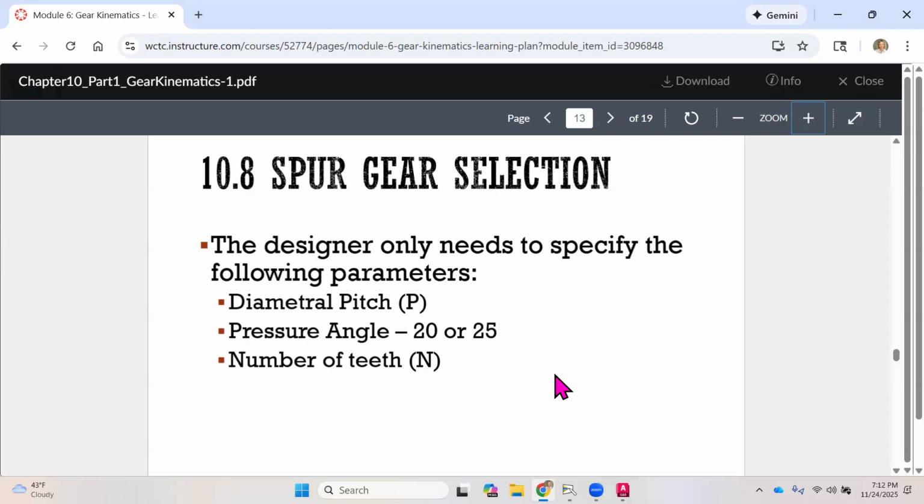Then the third parameter that we would provide as far as specifying a gear are the number of teeth on each one of the gears. Now that's going to be different, but the number of teeth has to be an integer. Okay, has to be an integer.